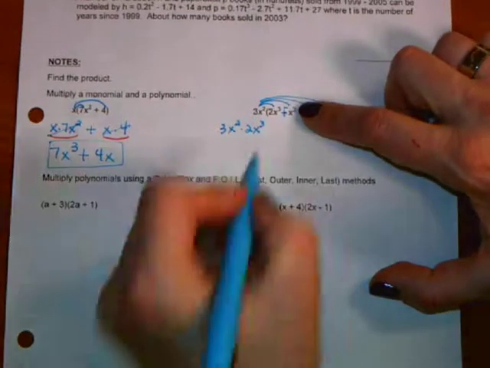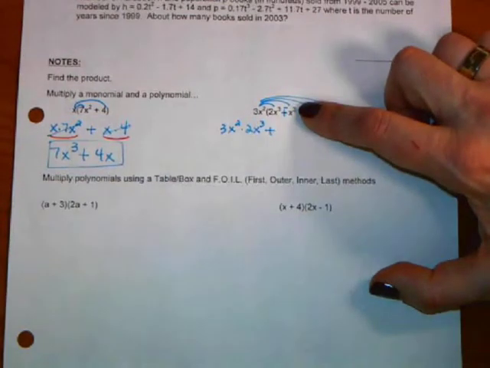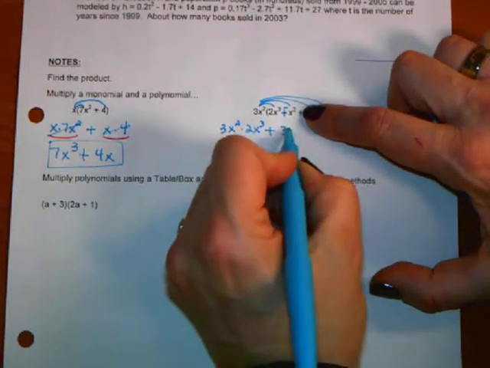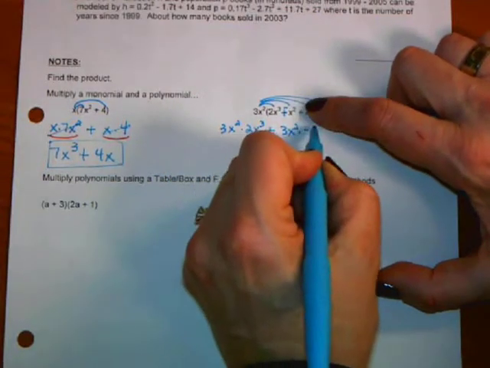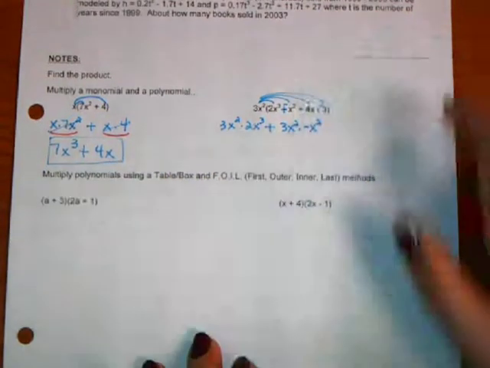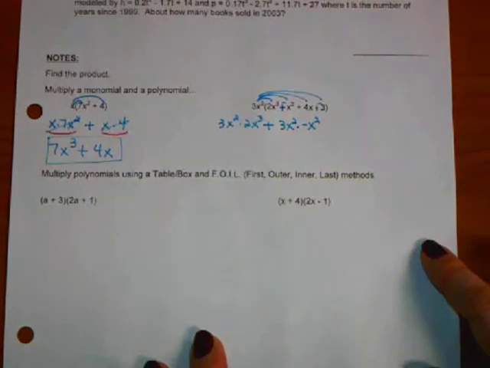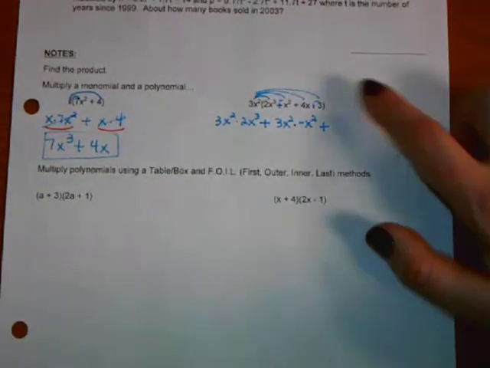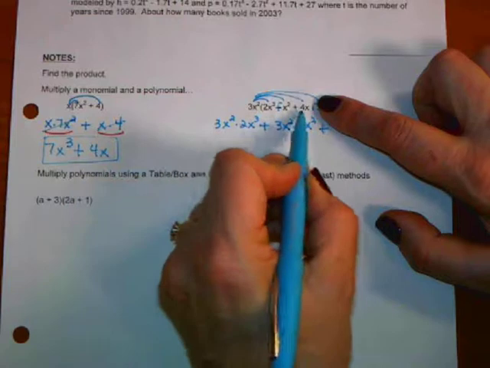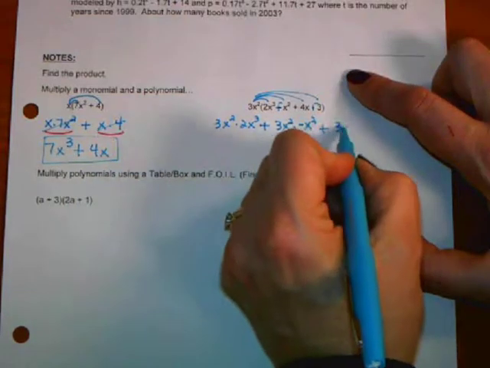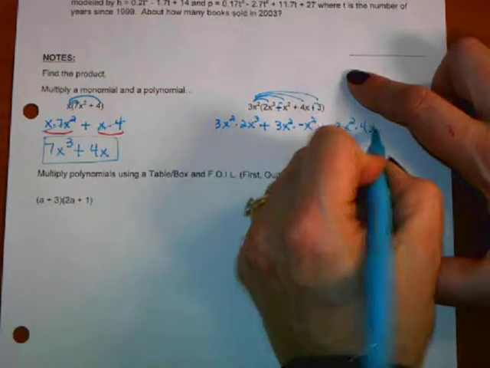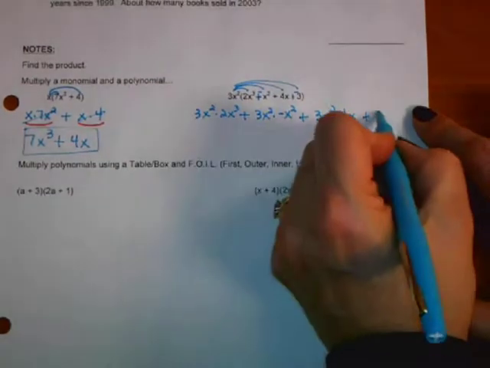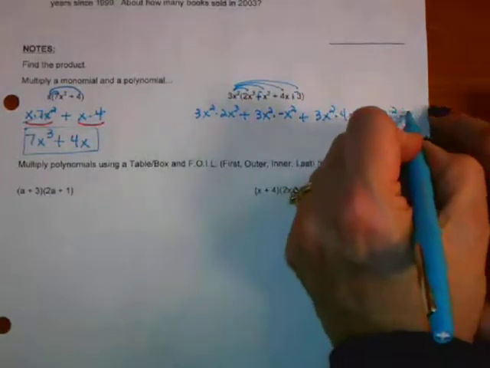I'm going to put a plus sign. I'm going to do the next one. 3x squared times negative x squared. Put a plus sign. Then you have 3x squared times 4x. And you put a plus sign. And then you do 3x squared times negative 3.